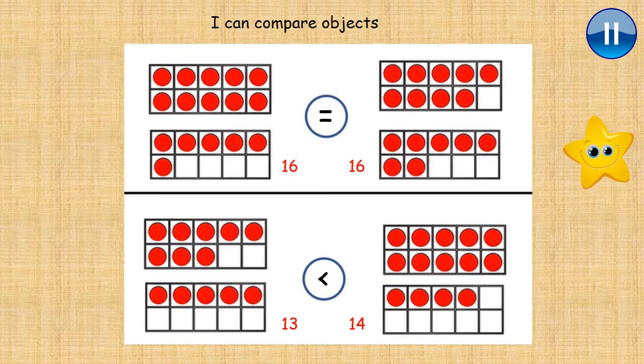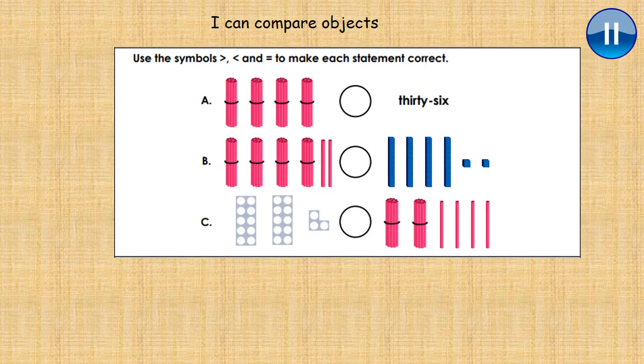Well done, everyone. Use the symbols to make each statement correct. Pause the video whilst you talk to a partner and decide which symbol you will use. Let's check your answers. For A, there are 4 bundles of 10 straws, so that makes 40. The number is 36. We know that 40 is greater than 36.